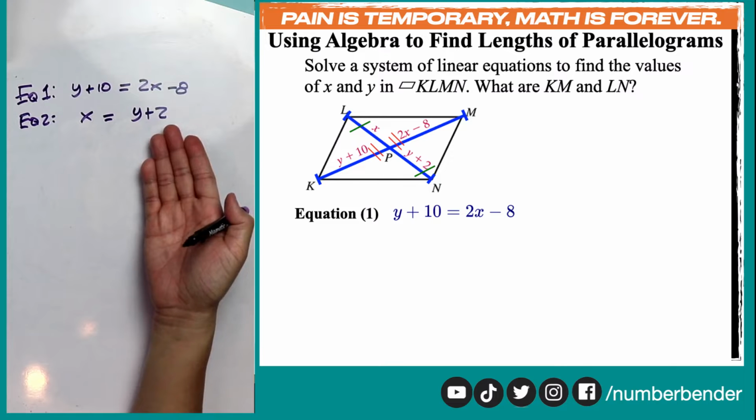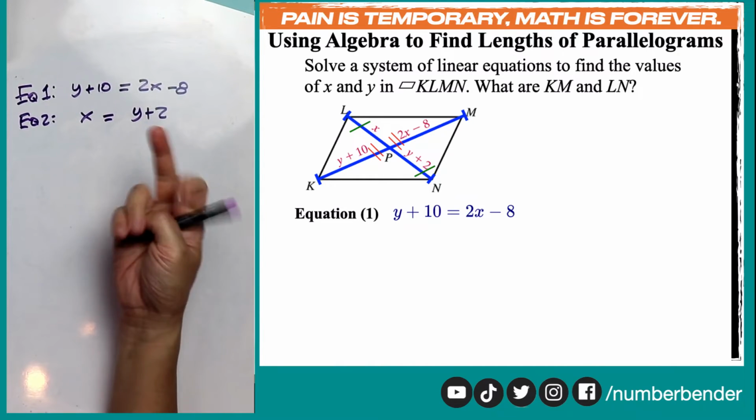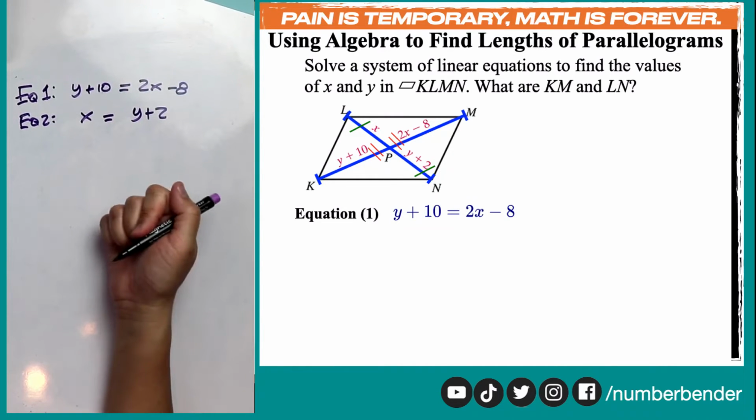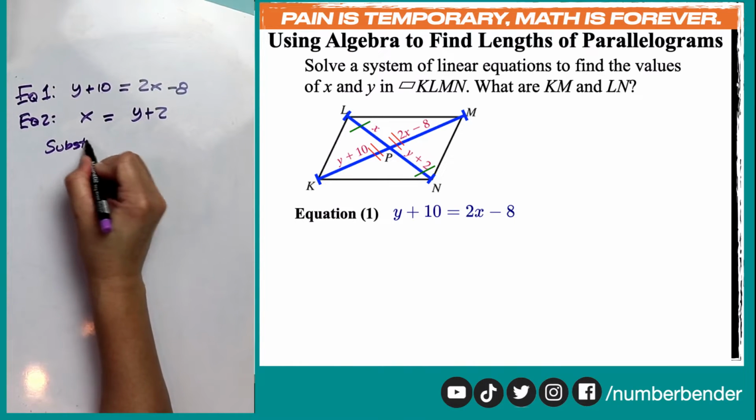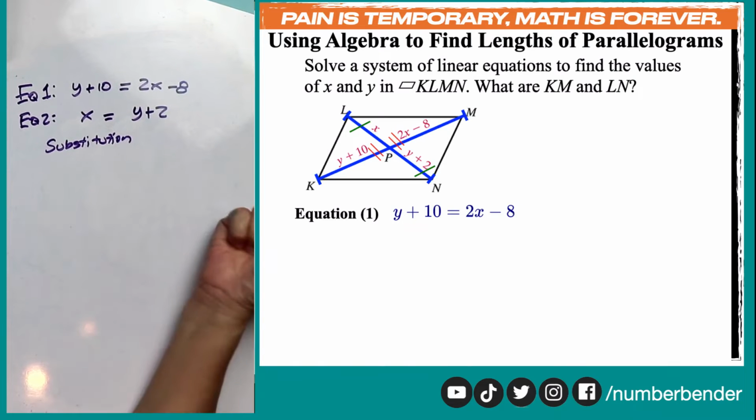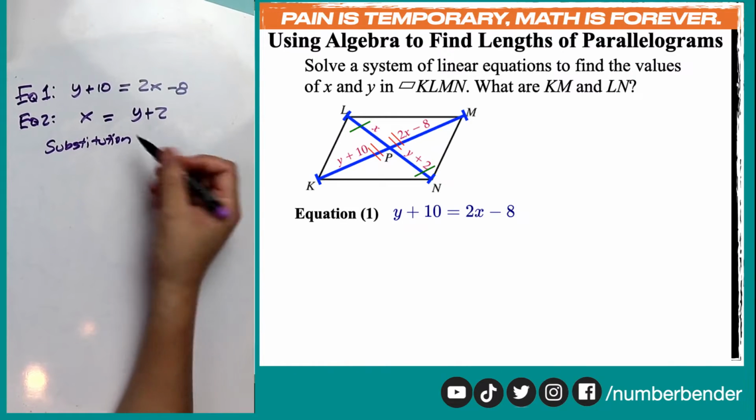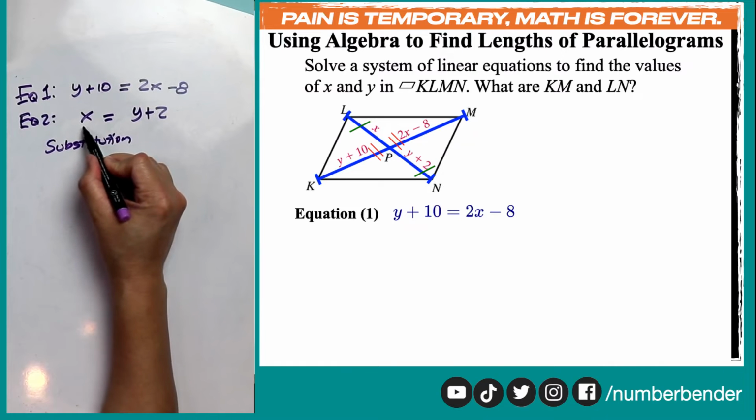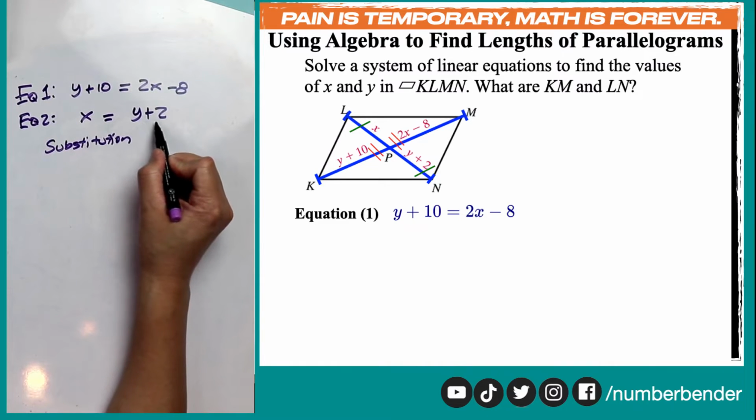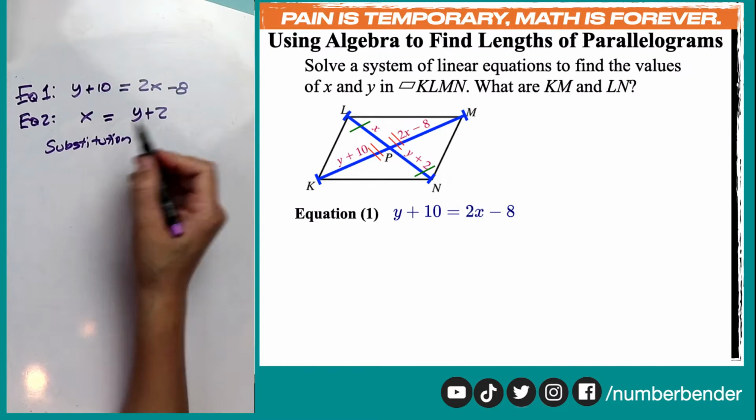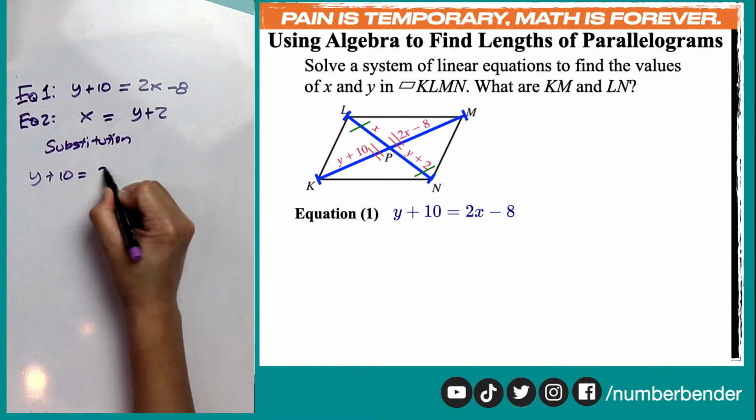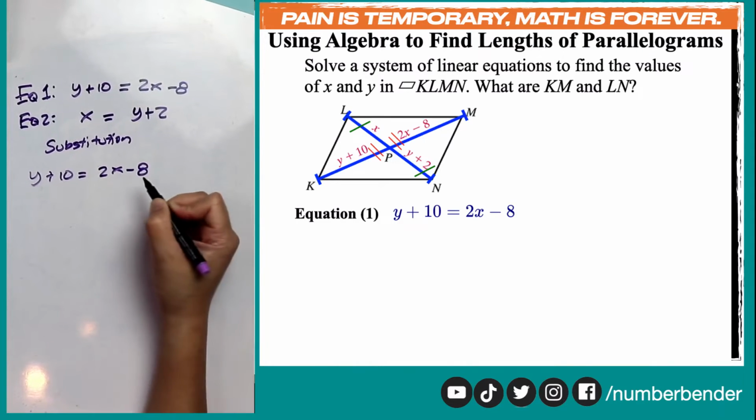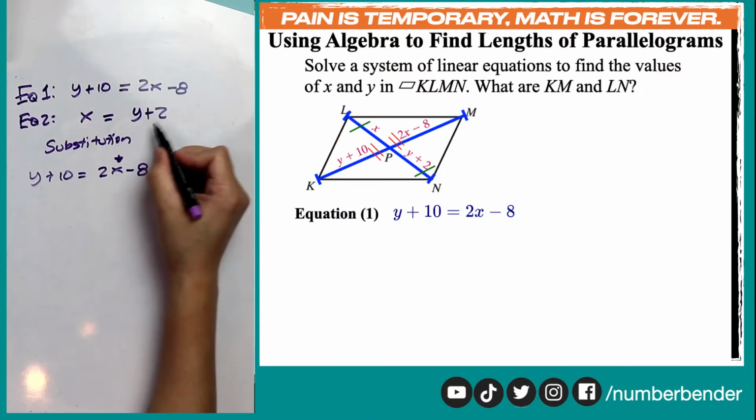So that means we can use the elimination method or the substitution method to solve for the variables x and y. And in this case, I think substitution method is more advisable, since we have an isolated variable here, x is equal to y plus 2, which we can use to find our first set of variables. So what I'm going to do is use equation number 1, which is y plus 10 is equal to 2x minus 8. And in this case, I will replace x by y plus 2.